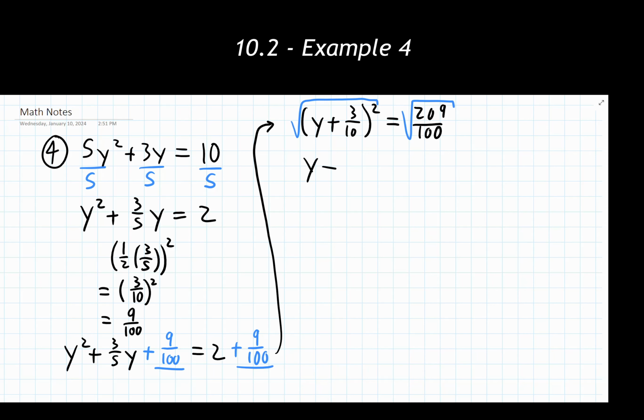Left side, I end up getting y plus 3 over 10 is equal to plus or minus the square root of 209 over 100. Now it turns out that I actually cannot take the square root of 209 and get a very nice answer, but I can take the square root of 100, the denominator on the right side, and the square root of 100 is going to just give me 10. So I'm going to leave the numerator as the square root of 209, and I'm going to have the denominator become 10.